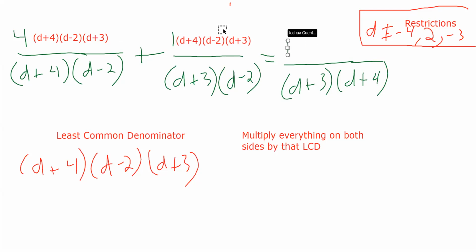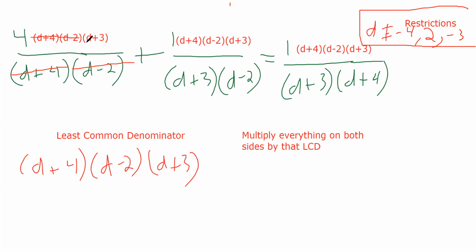Here we go. Zoom does not like to just use a copy and paste. So everything got hit by that least common denominator. Now we get to do the fun part, the whole reason we even found the LCD. It's because we can cancel out factors. That D plus 4, that D plus 4, they're gone. That D minus 2, that D minus 2, gone.